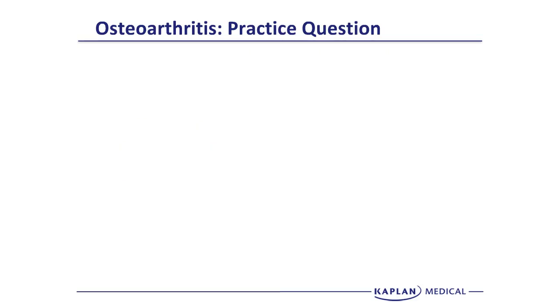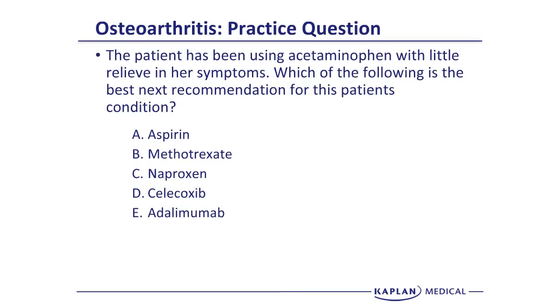Now, let's look at another question here. The patient has been using acetaminophen with little relief in her symptoms. Which of the following is the best next recommendation for this patient's condition? And we have here aspirin. Like I said before, leave aspirin, not for rheumatology. Even though in theory you could use aspirin, it's not a good drug because of other issues that aspirin can have. Methotrexate. Methotrexate is used for inflammatory conditions. It's a non-biological disease-modifying agent, but this patient does not have an inflammatory condition. So therefore, we don't need to use methotrexate in this patient.